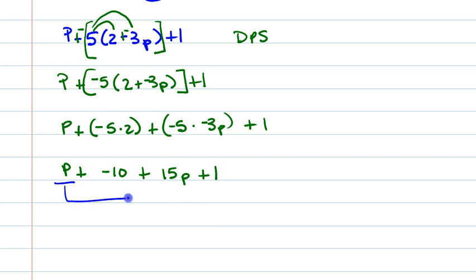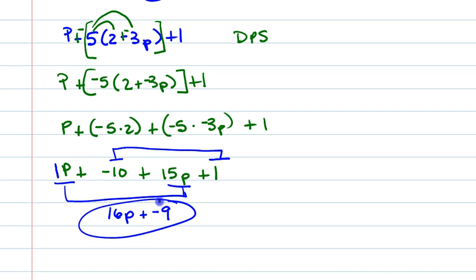So here I have two terms with the same variable. Remember, when there's not a number in front of it, you can assume it's a 1. So I have 1p plus 15p's, which would give me 16p's. Then I also have these two like terms, which are constants. Negative 10 plus 1, I have a negative and a positive, and I would end up with negative 9 because 10 was a larger number. So this is this expression simplified.